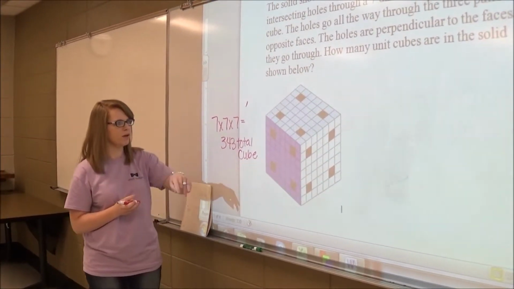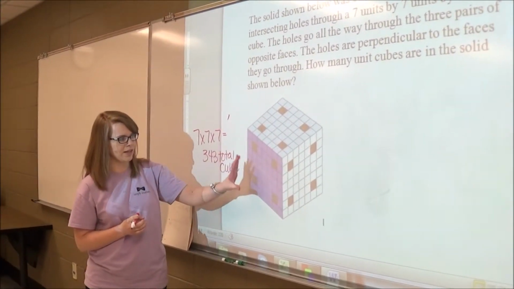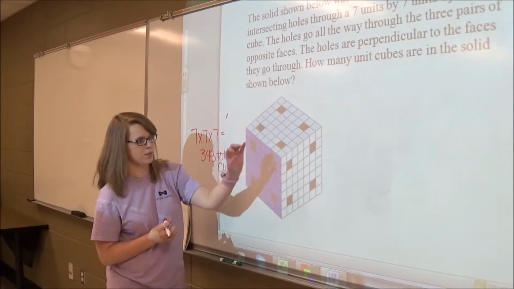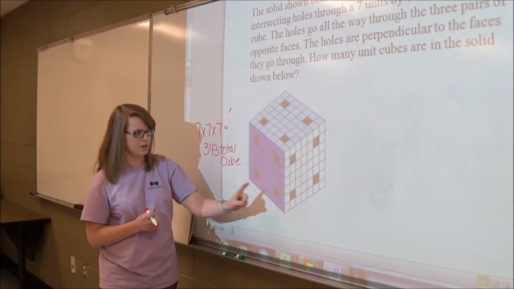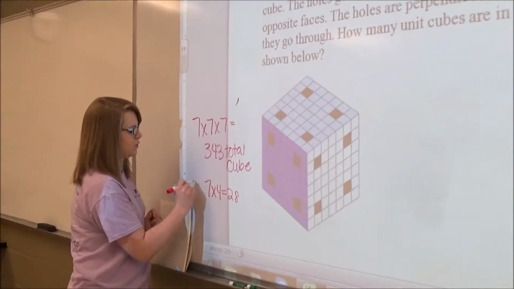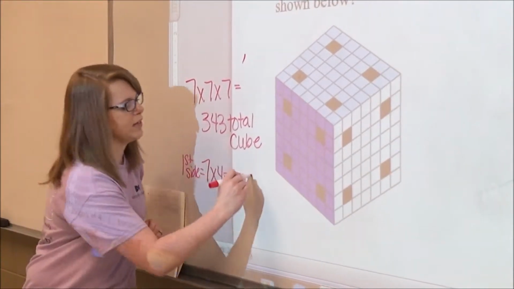It's missing the middle. But this one here, we know it has 4 holes and they go all the way through. So they penetrate by 7 cubes. So 7 this way times 4 will give us 28. So we'll call this our first side. It has 28 holes coming this way.